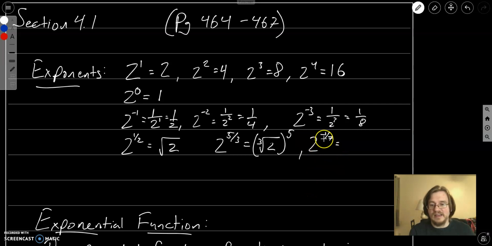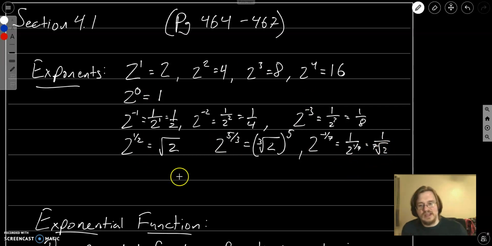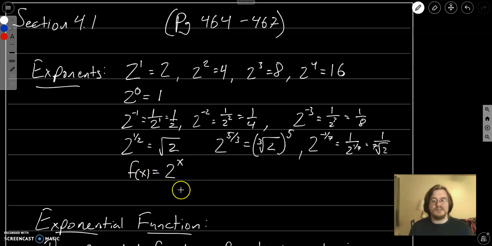And then lastly, if we have negative exponents, everything works the same. We just have to flip over the fraction. So this is going to be 1 over 2 to the 1/7 power, and this is the 7th root of 2. So when we're looking at all this, what we can see is that we can take 2 and we can start raising it to lots and lots of powers. So we can make a function out of it.